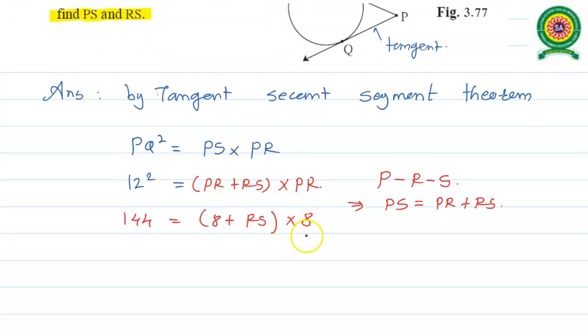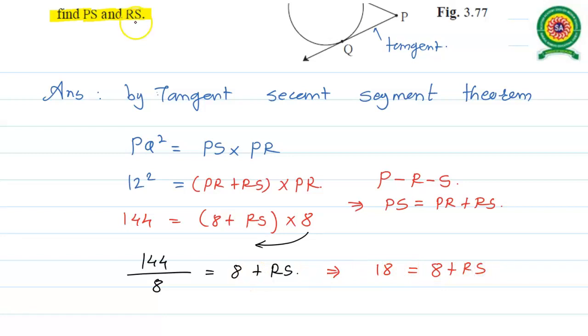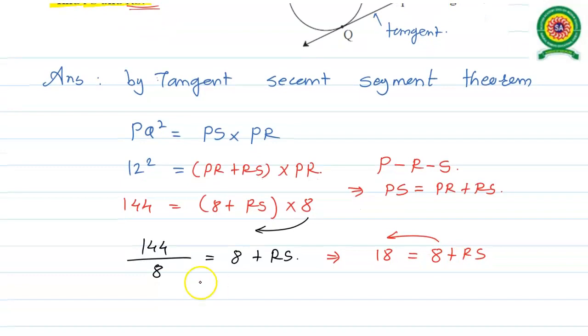Now shift 8 from RHS to LHS. It is a multiplier, after shifting it will become a divisor. 144 divided by 8 equals 8 plus RS. Now 144 divided by 8 is 18, so 18 equals 8 plus RS. We have to evaluate the value of RS, so shift 8 across: 18 minus 8 equals RS. So the value of RS is 18 minus 8, which is 10 units.